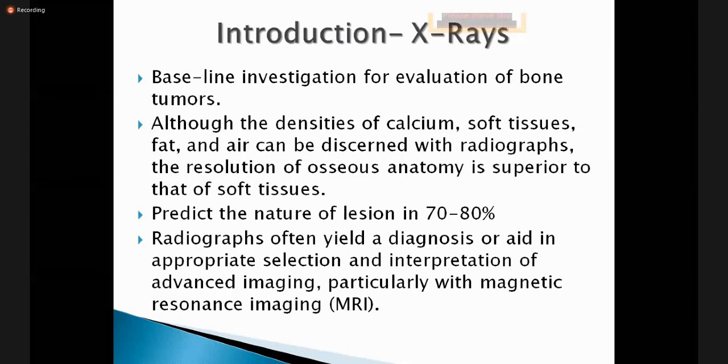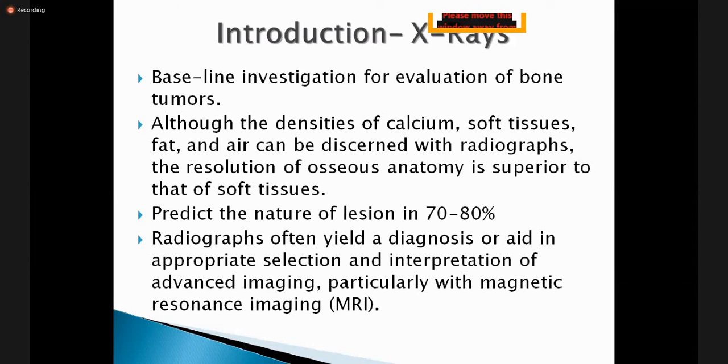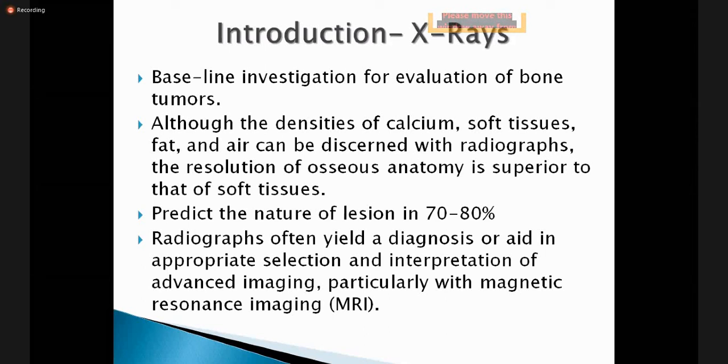Now the X-ray is the baseline investigation for evaluation of bone tumor. Although the densities of calcium, soft tissue, fat, and air can be discerned on a radiograph, the resolution of the osseous anatomy is superior to that of soft tissue. We see the skeleton, or bone, better than the soft tissues on the X-ray. By X-ray, we can predict in 70 to 80 percent of cases whether the lesion is aggressive or benign, or whether it is an osteoid or a chondroid lesion.